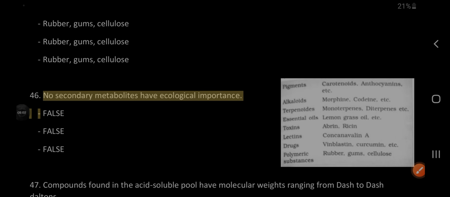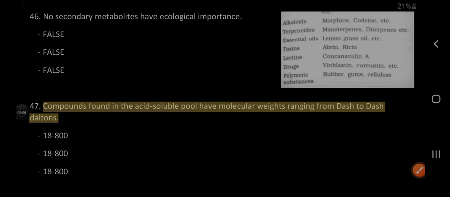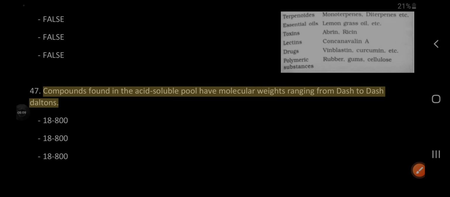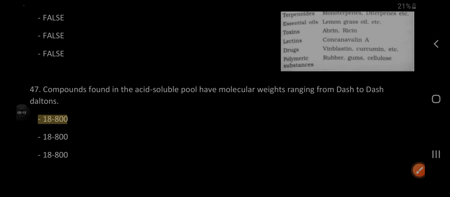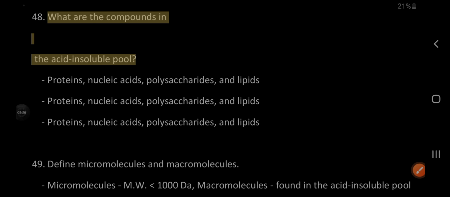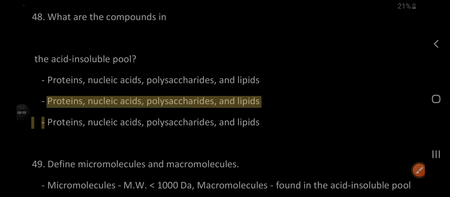47. Compounds found in the acid-soluble pool have molecular weights ranging from 18 to 800 daltons. 48. What are the compounds in the acid-insoluble pool? Proteins, nucleic acids, polysaccharides, and lipids.